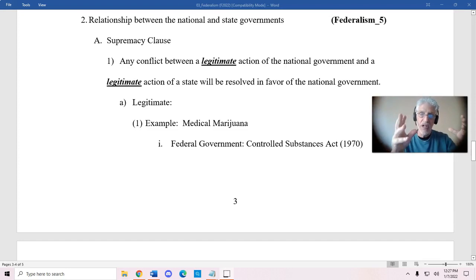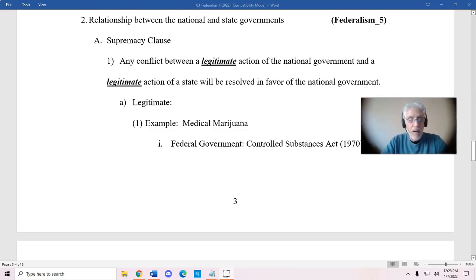So any conflict between a legitimate action, that is an action on the part of the national government that is constitutionally permitted, and an action on the part of the state government that is constitutionally permitted, will be resolved in favor of the national government. So let me give you an example, but we're going to go over a couple of examples.